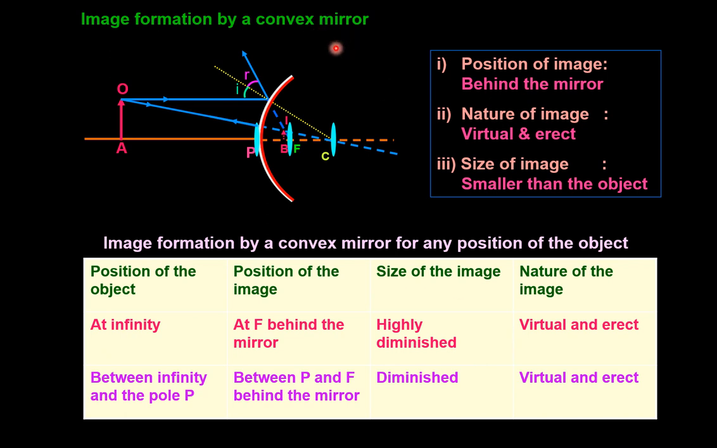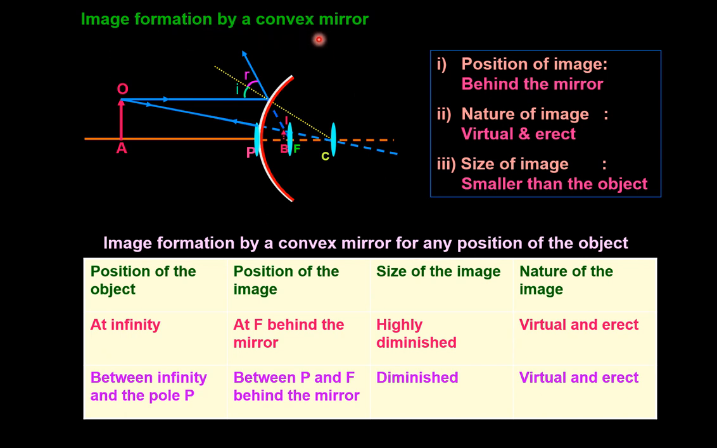So dear students, these two tables, image formation by concave mirror and convex mirror, are very important. You have to learn them very specifically. On the basis of these two tables you can answer questions based on image formation of convex and concave mirrors.